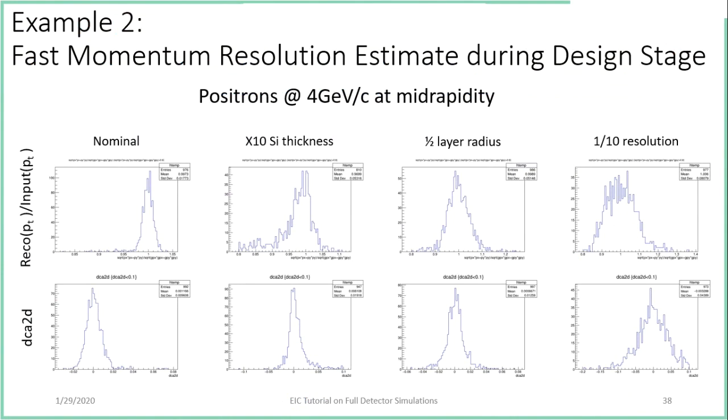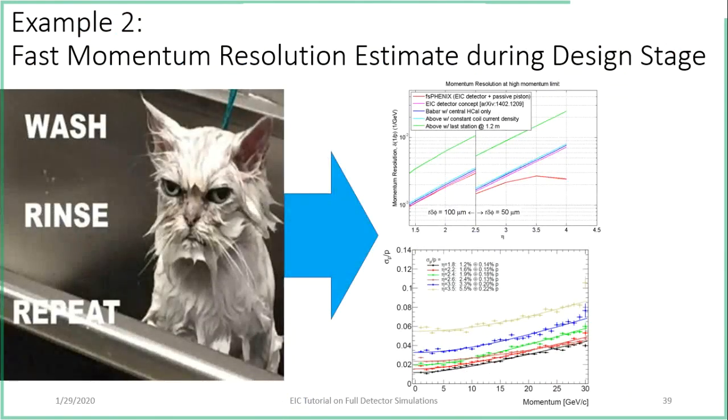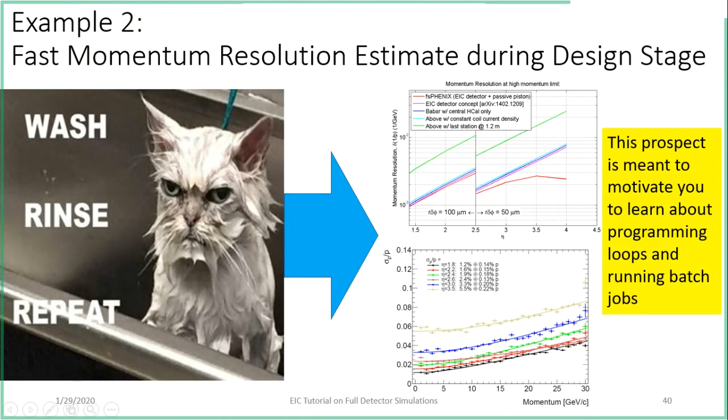Now, if you want to do a real momentum resolution plot, like on the right side, as I said, wash, rinse, repeat. So what we did just now was 4 GeV, one of these points. This is a measurement at forward rapidity, so you make one of them. As you can imagine, bottom line, this is meant to motivate you to learn about programming loops and running batch jobs, because you don't want to run this stuff by hand.